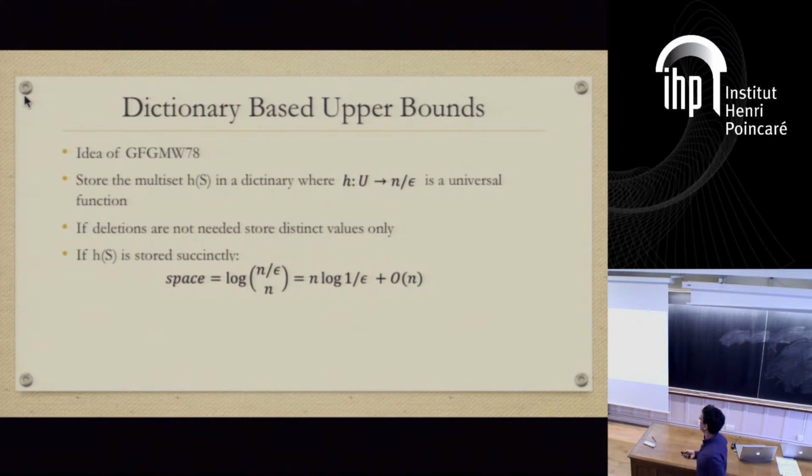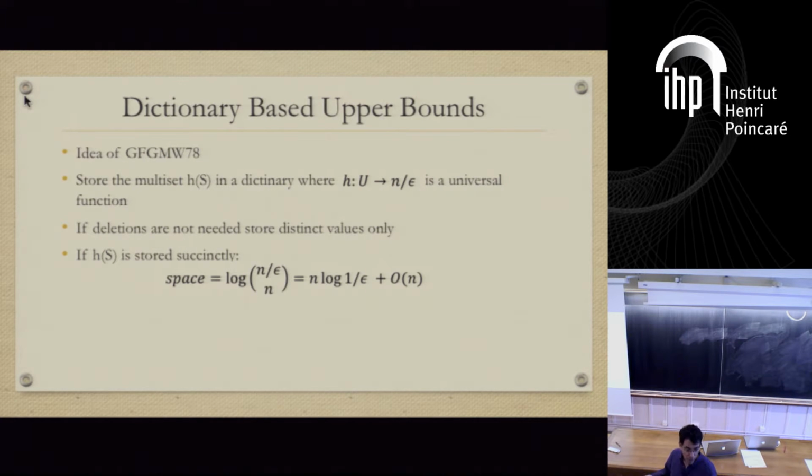So you can store the multiset h of s in a dictionary, where h is just a function from the universe to the range 1 to n over epsilon. And here h could be explicit. It's a universal hash function, so we know that the probability of collision for every particular item would be exactly epsilon. And it's a dictionary, so all these signatures are stored and are queried.